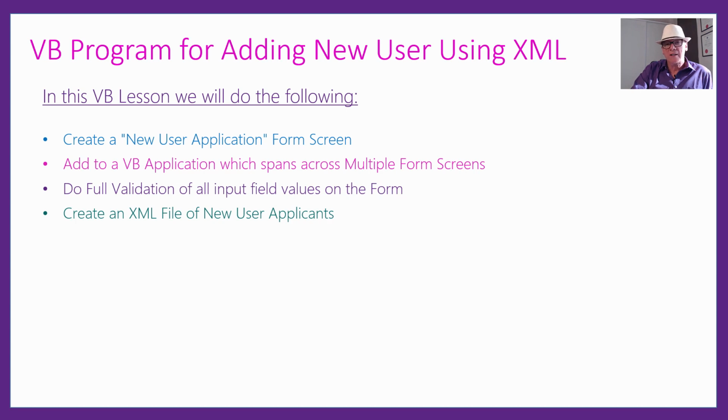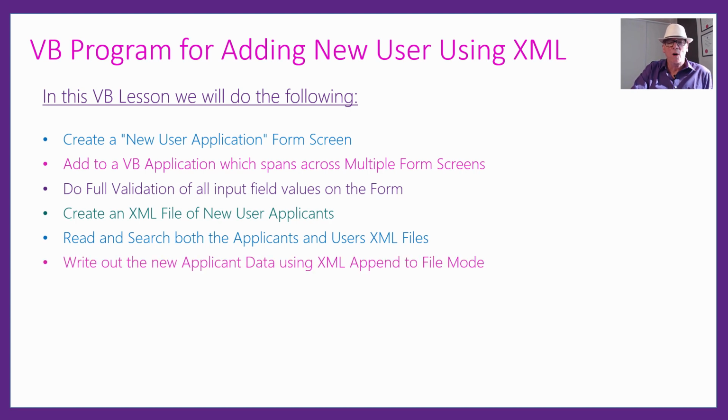There'll be a new XML file added to the system. This one's going to be for those new user applicants that have filled out the form and submitted. And we're going to also be reading the previous file that has the registered users, which are already on the system, as well as the new applicants as well. We're going to need to read and search those files. We're going to write out the new applicant data onto the applicant's XML file using some append code, which we haven't seen before. So that's going to be some very useful learning.